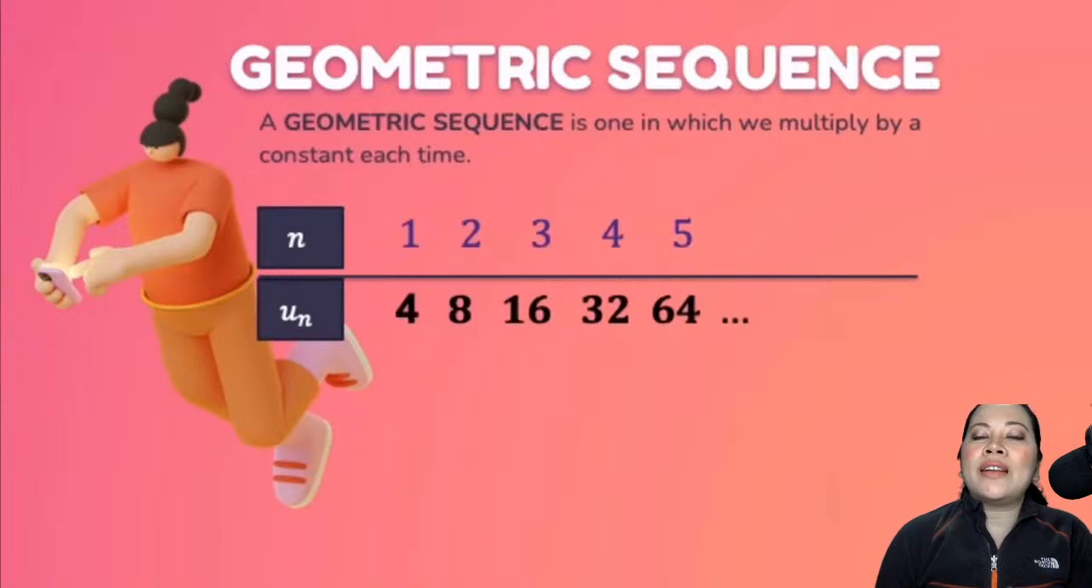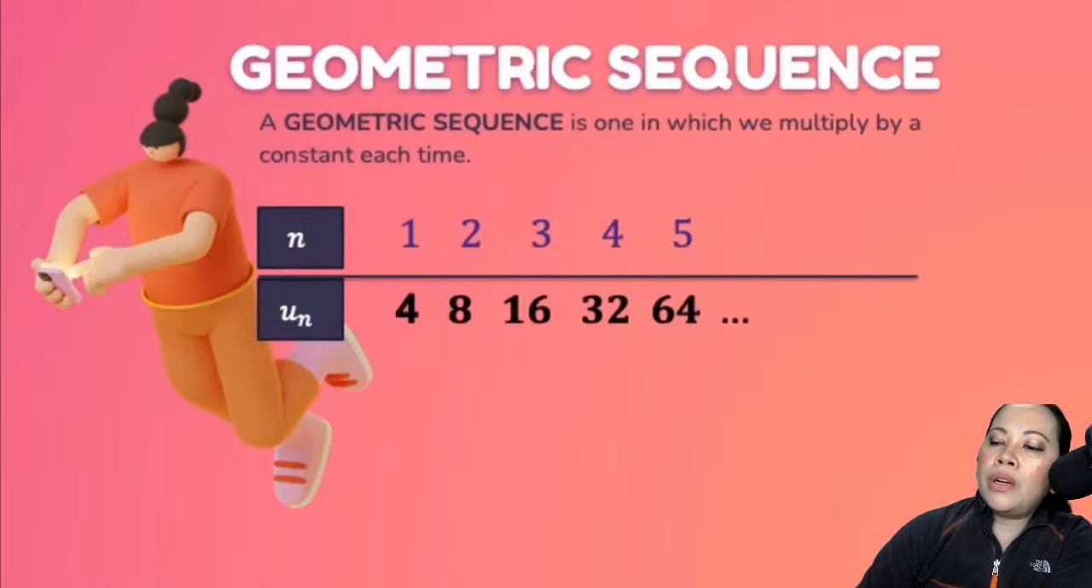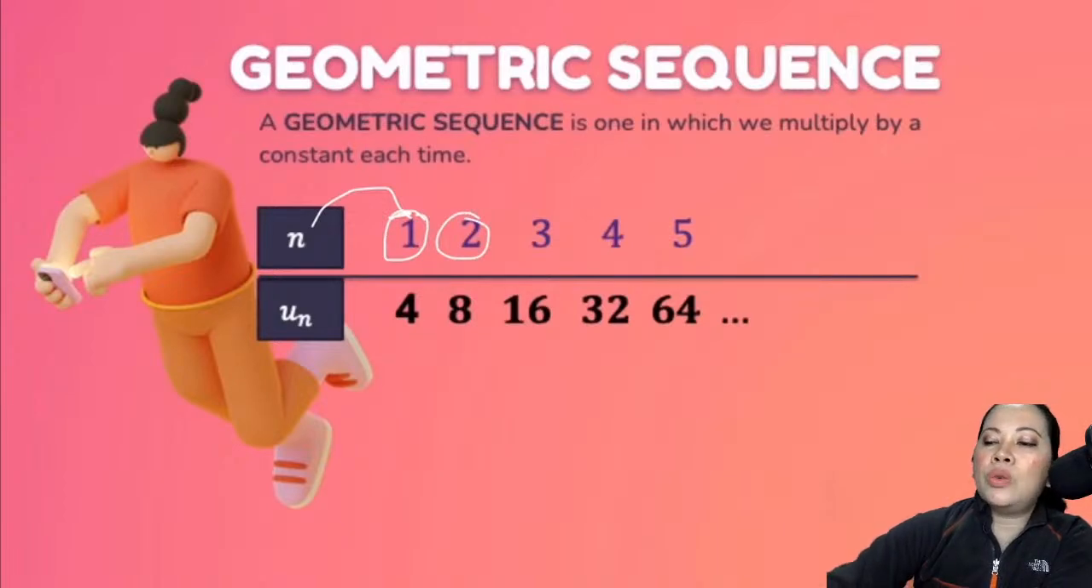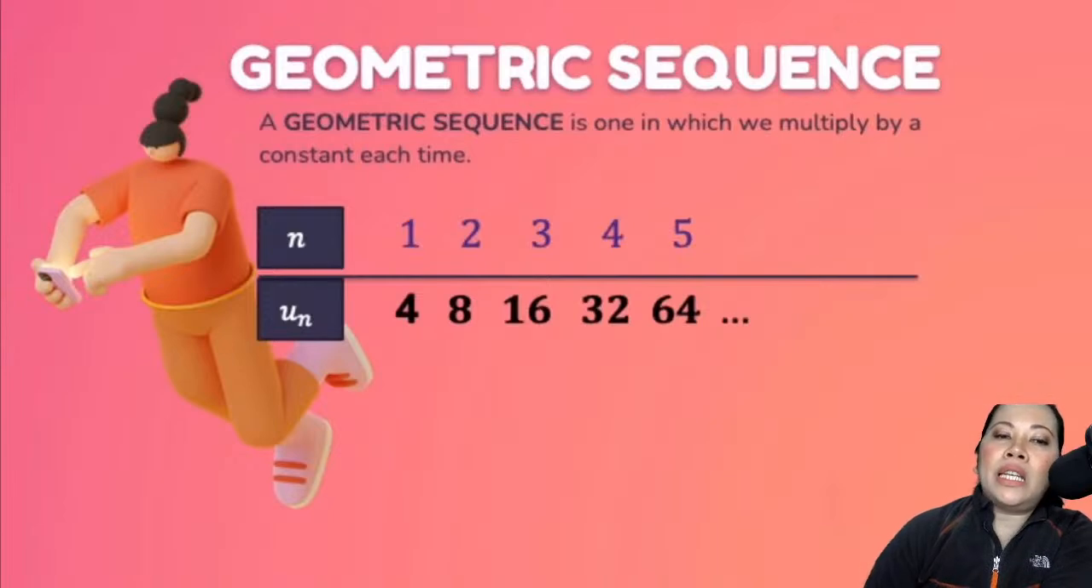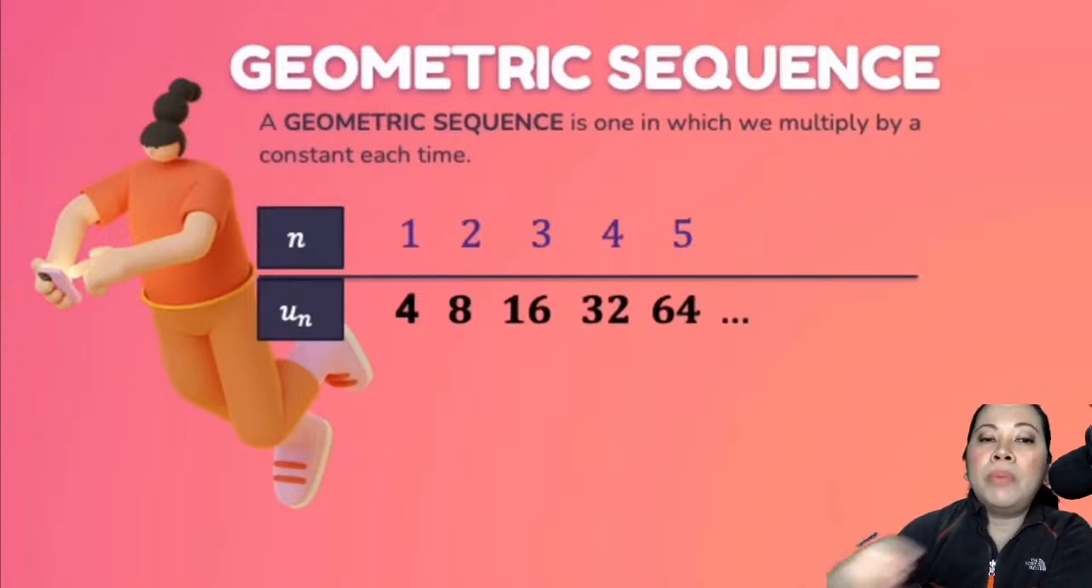So there is a number that you multiply that will give you the next value. For example, remember n here is your position. This is your first term, your second term, third term, and so on. It's only the position. So the sequence that you have below it is 4, 8, 16, 32, 64.